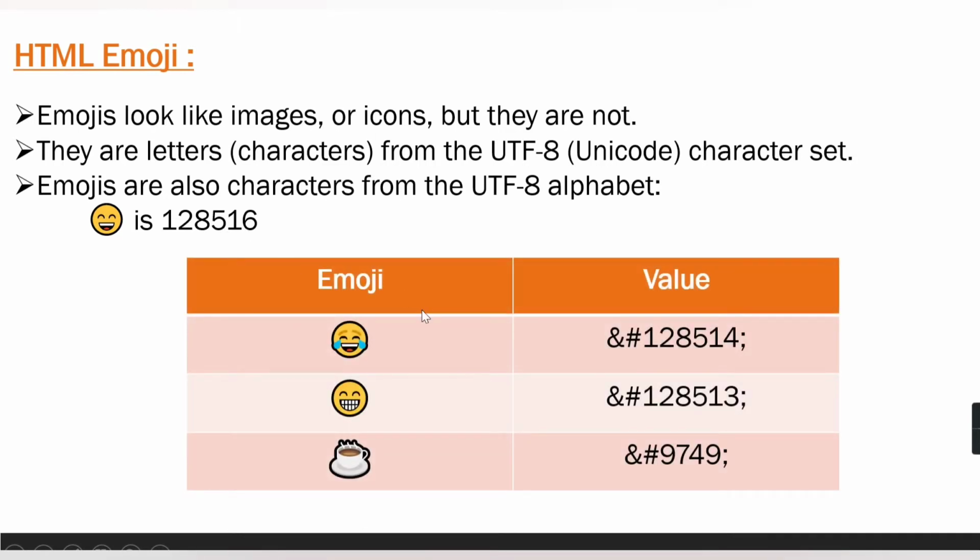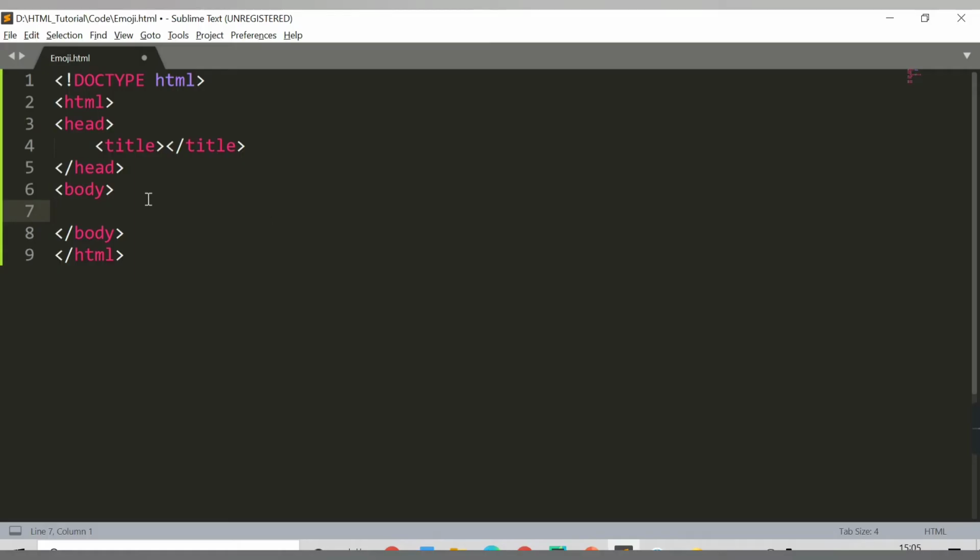These are some of the emojis that I have selected for this video tutorial. If you want other emojis, you can search on Google, get the value for that emoji, and display them on a web page. Let's see how we can declare the values of these emojis. The value of this particular emoji is 128516. Let's check in code.